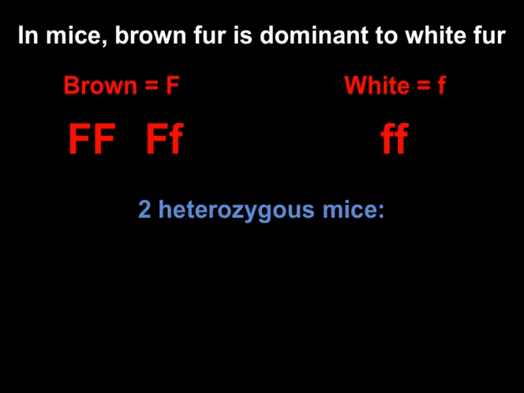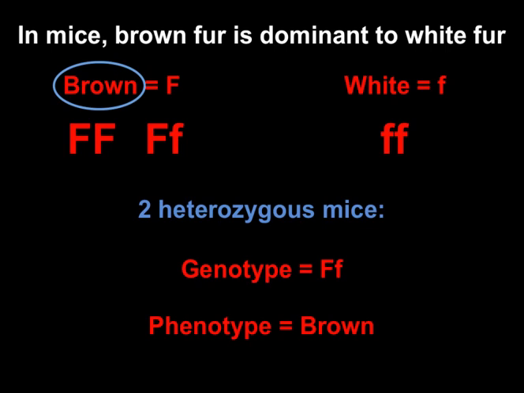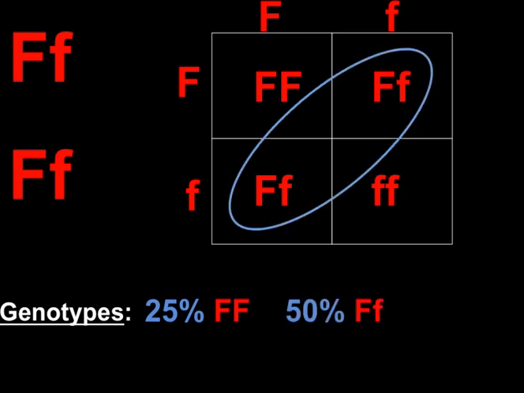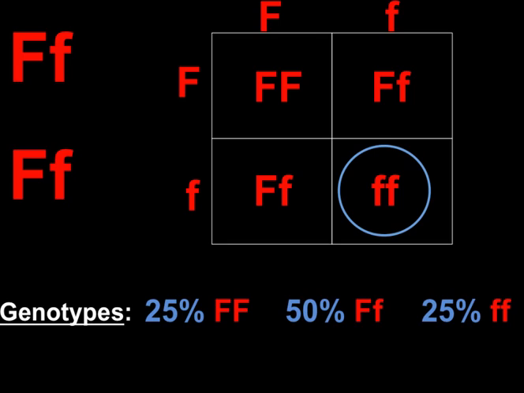So let's say I do a Punnett square. I'm going to cross two heterozygous mice. Alright, so their genotype is big F, little f, and they're going to be brown. So if I set up the Punnett square, I'm going to end up with 25% homozygous dominant, 50% heterozygous, and 25% homozygous recessive.